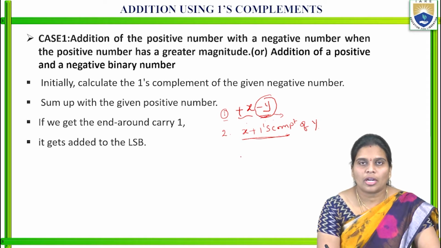So if you are not getting any carry, then again we are applying the ones complement of that particular resultant value, then we are getting the final value. So this is the procedure for applying the ones complement of that addition. Okay.